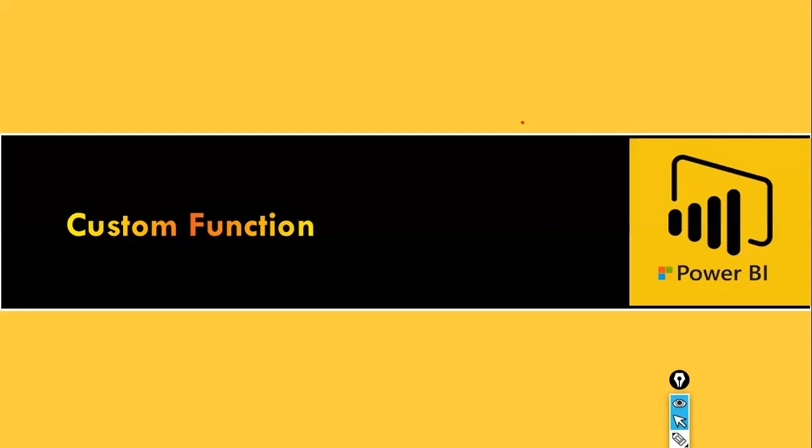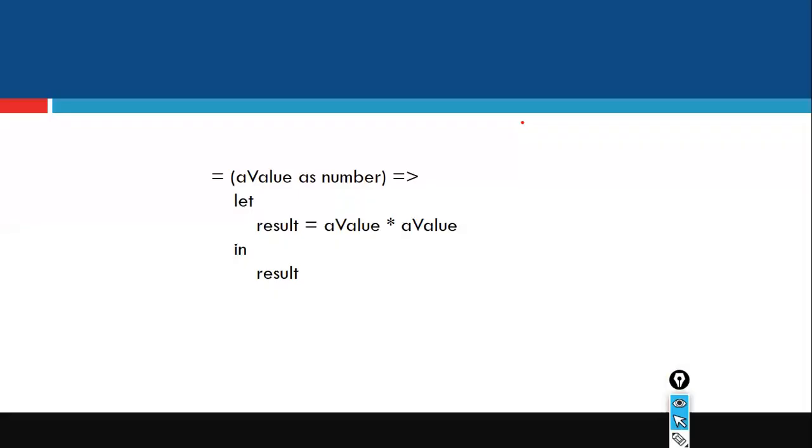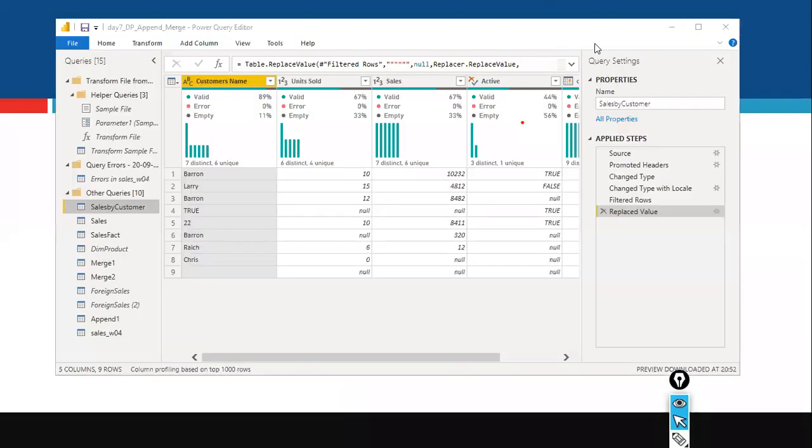The custom function uses the M formula language. It takes a set of input values and then returns a single output. You need to remember this. I'll start with a simple function so that you will be able to understand.